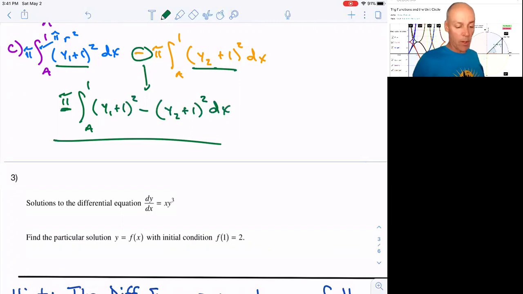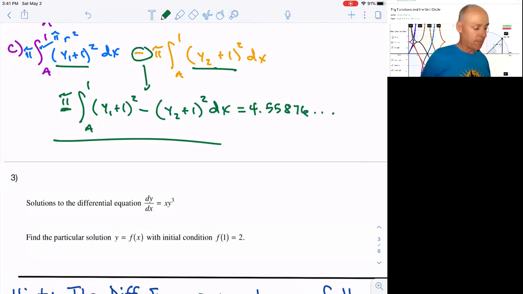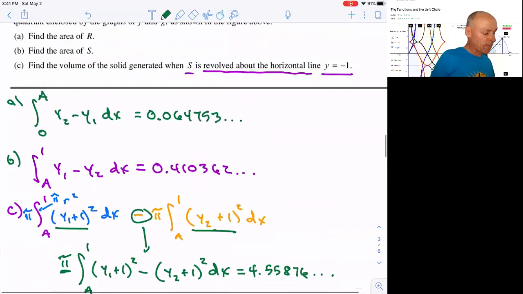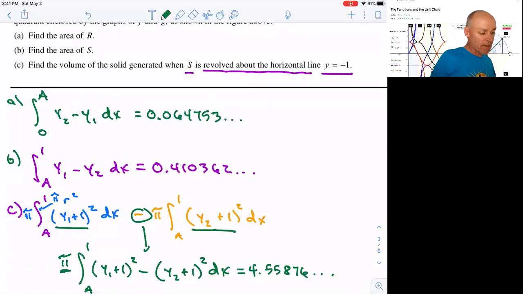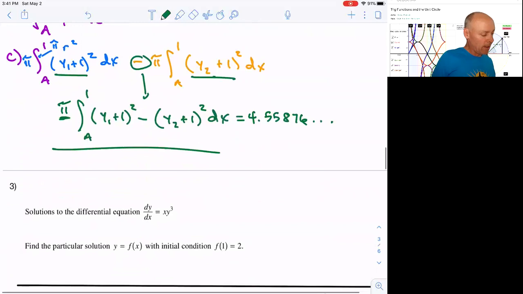Hit enter, say a little prayer, and we come up with our answer, 4.55876, and so on. That's the volume of the solid created by revolving S around the horizontal line y equals -1. All right, you guys are killing it.